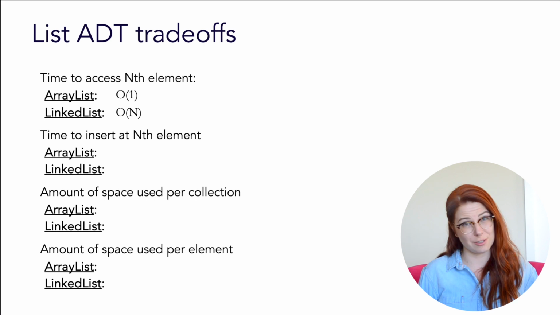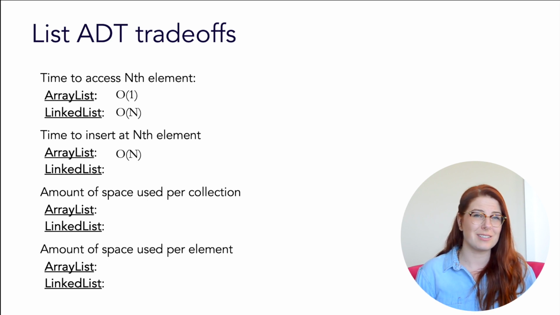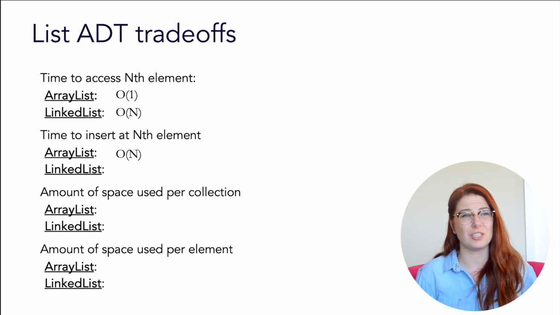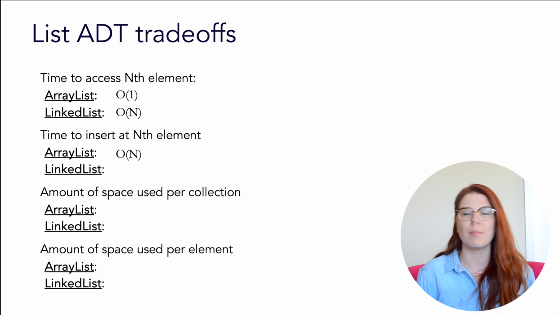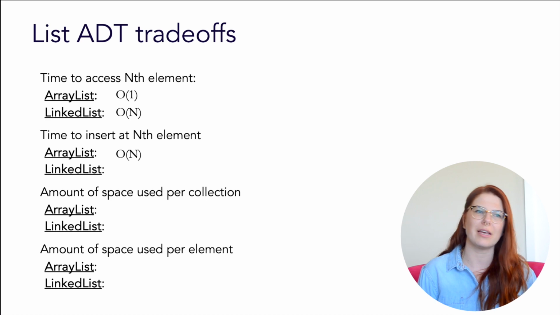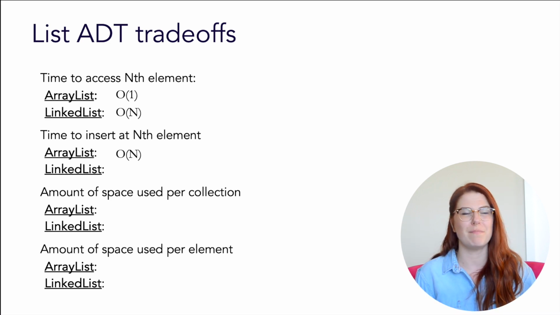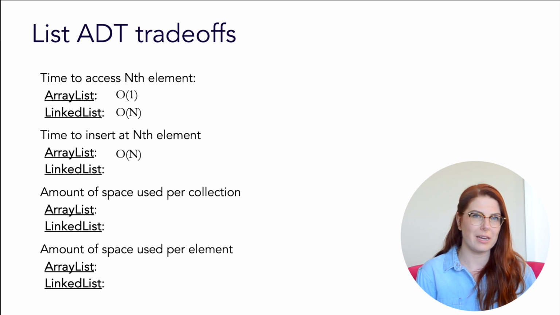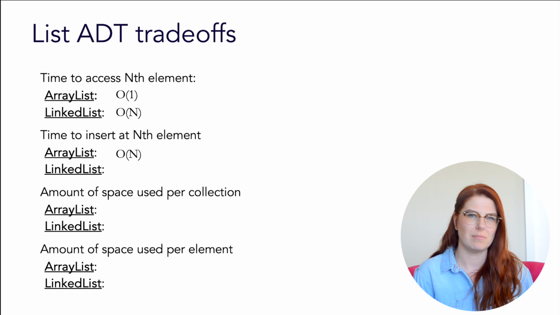Time to insert at the nth element. Well, remember, because of the array and everything being stored right up against each other, if I'm going to insert, it's going to have to force everything to shift. So because everything's going to shift, everything's going to move, I'm going to have to loop over every item until I get to my spot. Again, that's going to have a linear runtime. It's going to be directly correlated in runtime to the amount of items stored in the array. A 10 item array is going to be much faster than a 10 million item array.